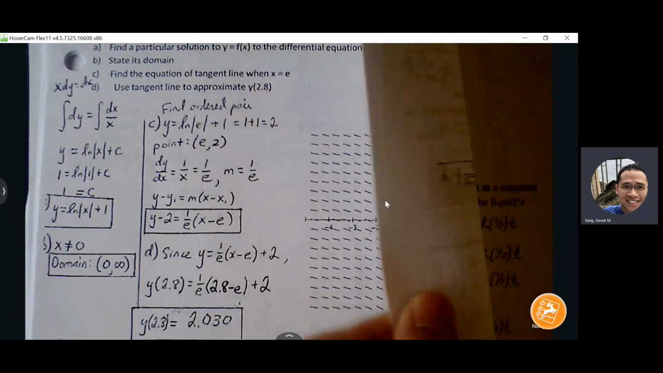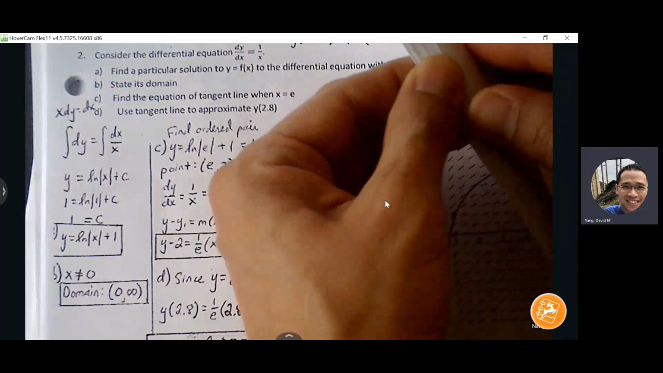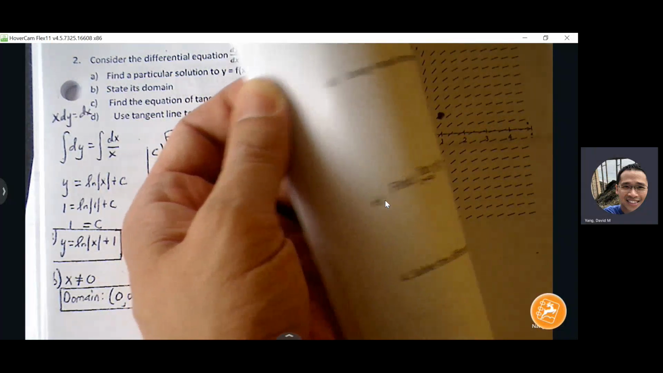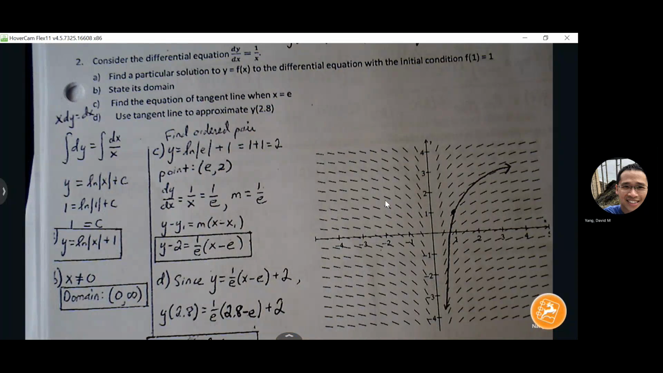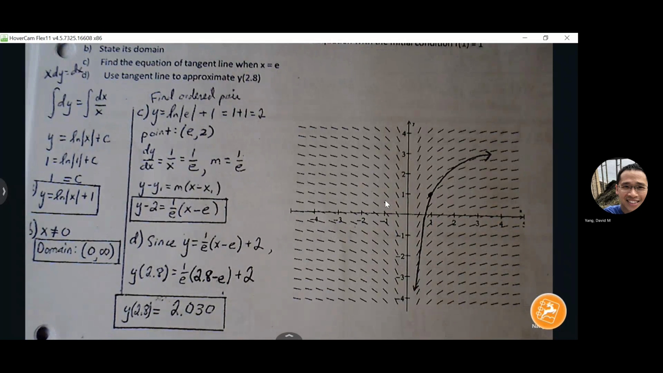Okay, next page. Page 12. You'll just do parts A and B. Don't worry about the rest, just A and B.